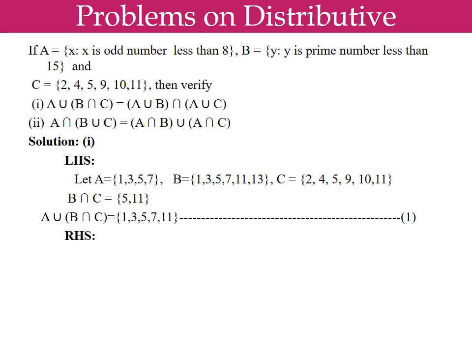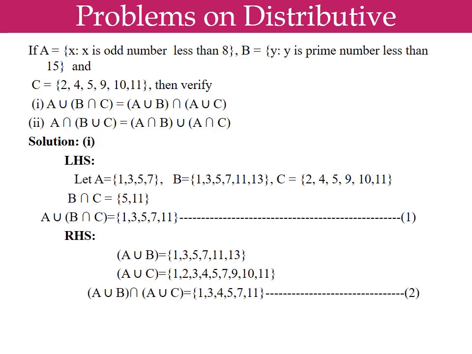Now take RHS. In RHS we are having A union B as well as A union C. First find out A union B. We may get 1, 3, 5, 7, 11, 13 is our answer. What is A union C? We may get this is our answer. And apply intersection between these two. So look at equation number 1 and 2. Are these both equal? Yeah. So first distributive law is verified.